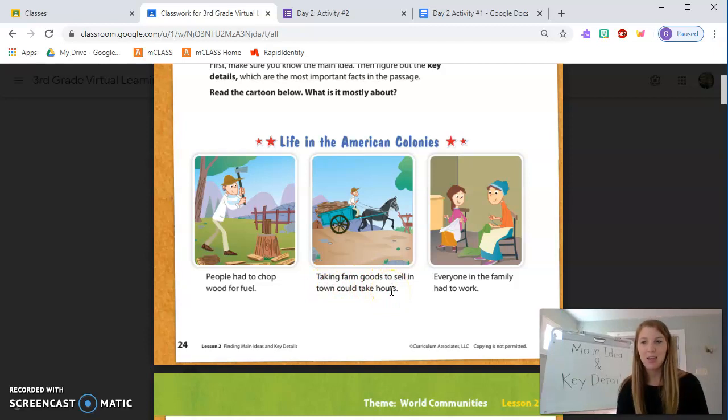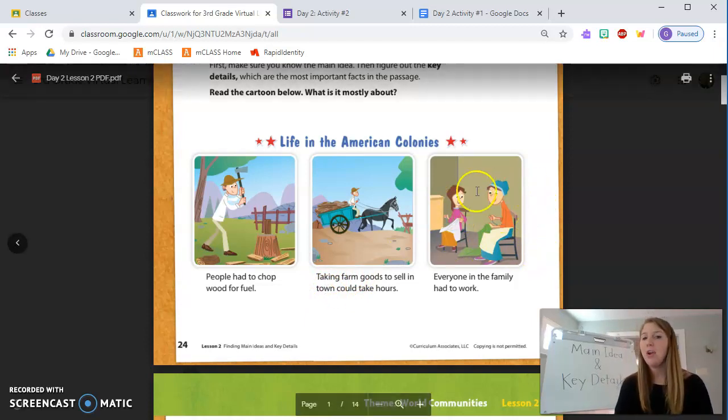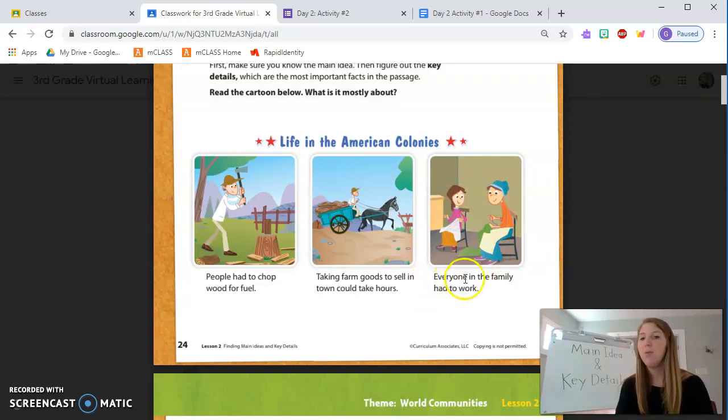Now I'm thinking just my reading block is 2 hours, and that's a pretty long time that we're in reading. So just for him to get from the farm to town could take hours? Whoa. And then our last picture. Everyone in the family had to work. Everyone, including the little girl? So no one gets to sit around and be lazy?